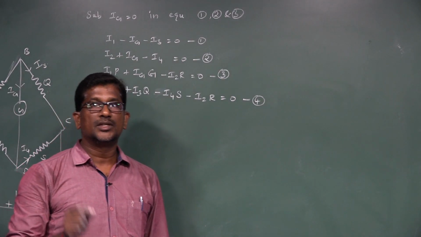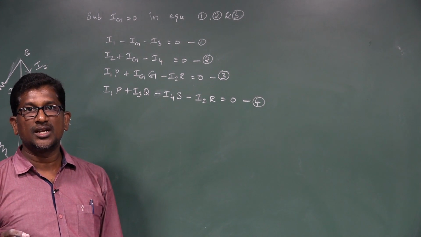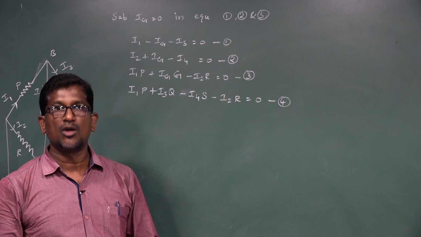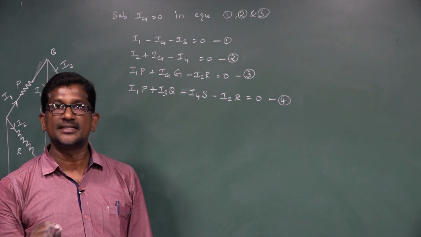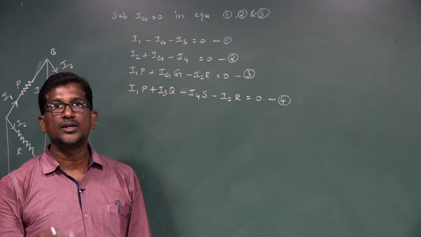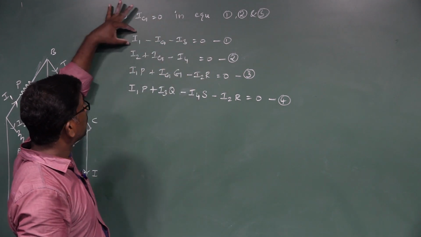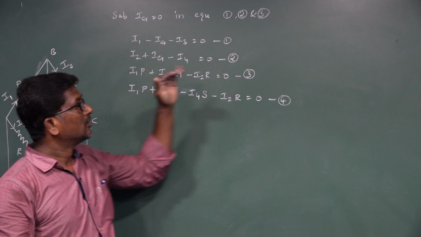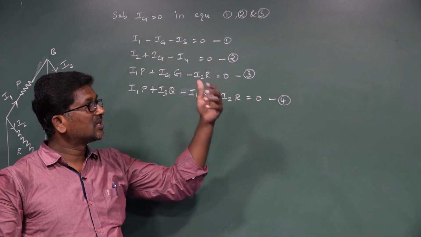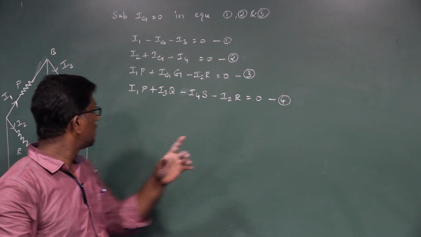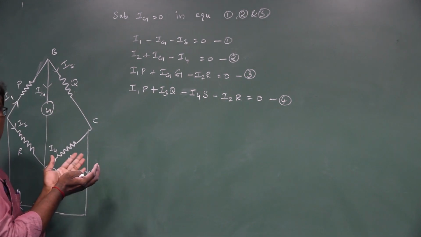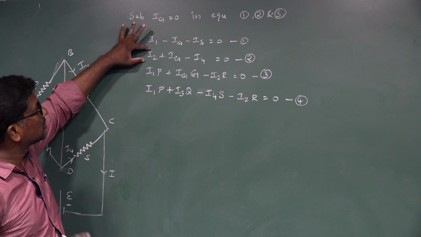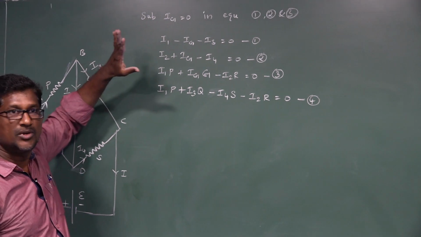In the Wheatstone network, the potential at points B and D are the same, no current flows through the galvanometer. That is, the Ig value is 0. Now substitute Ig equal to 0 in equation number 1, equation number 2 and equation number 3. So by applying Kirchhoff's first law and Kirchhoff's second law in this electrical network, we get 4 equations. This is equation number 1, equation number 2, equation number 3 and equation number 4.